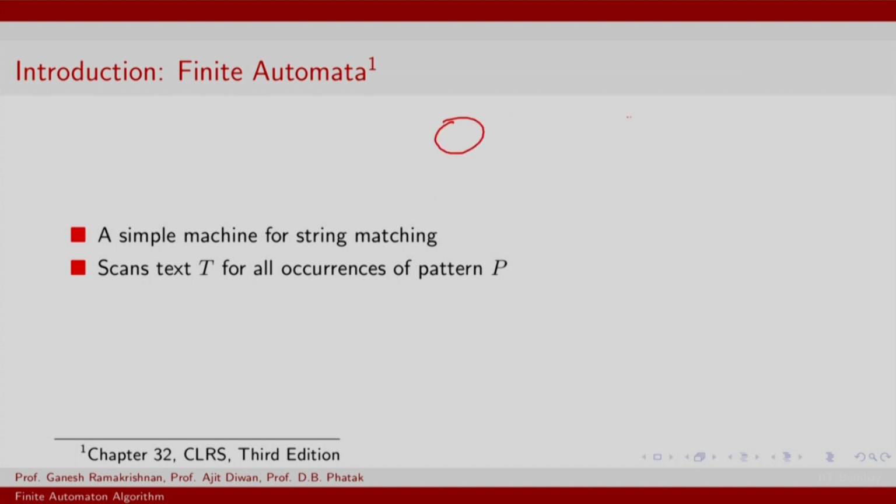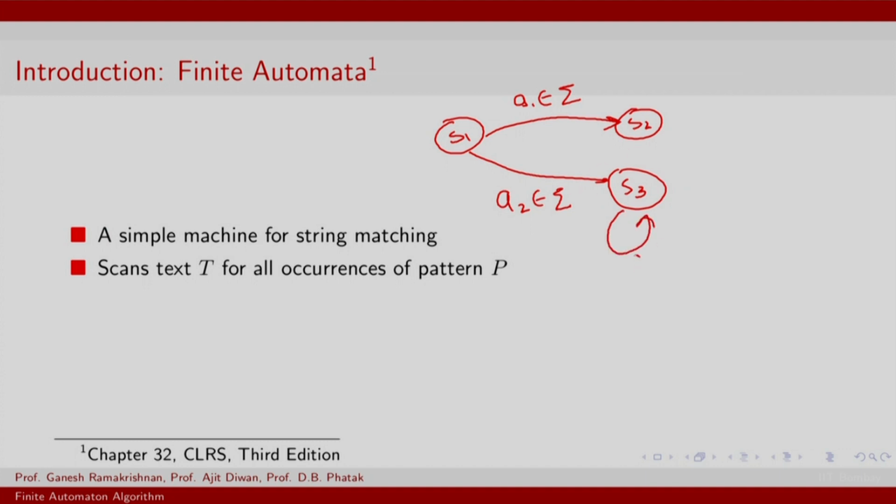So this is how a finite state automaton looks like. You have state S1, state S2. On seeing a symbol A1 from an alphabet sigma, you might make a transition to S2. However, on seeing another symbol A2 from sigma, you might make a transition to S3. You can also have self loops on certain characters.